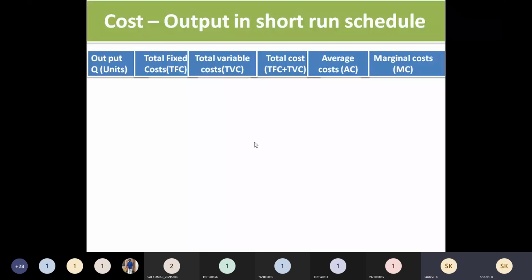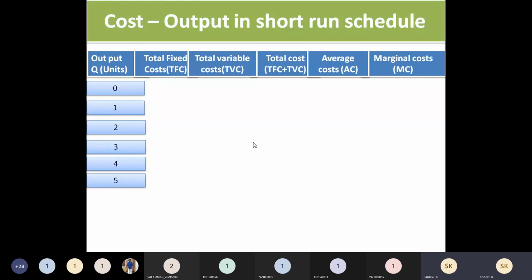So let us take from 0 units of output and increase the output. I am taking single values here so that it will be easy to calculate. You can take as you wish. I am taking from 0 to 6 units, the output is increasing. Even hundreds or thousands you can show, but I am taking simple numerical values.